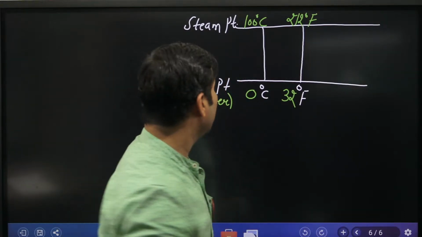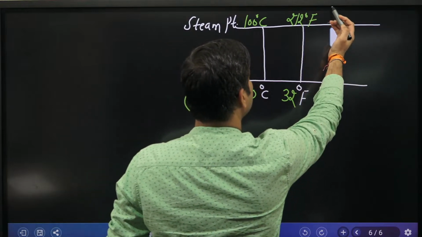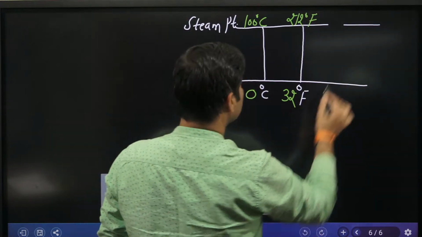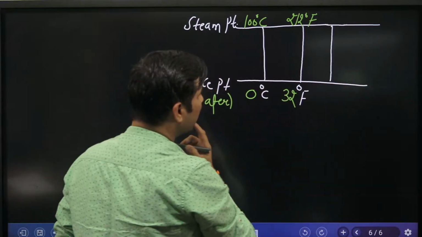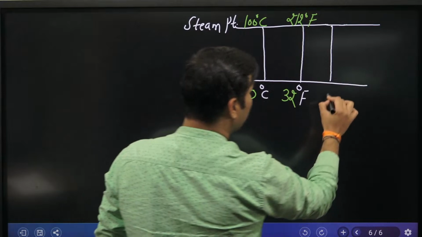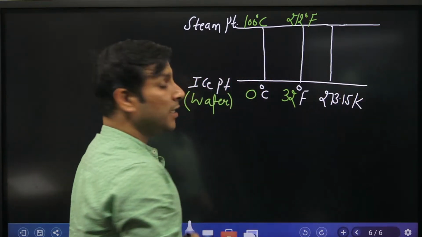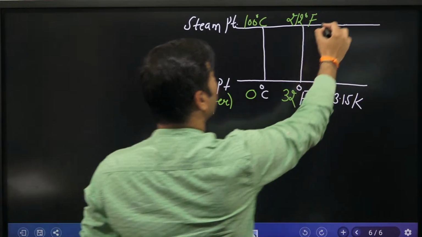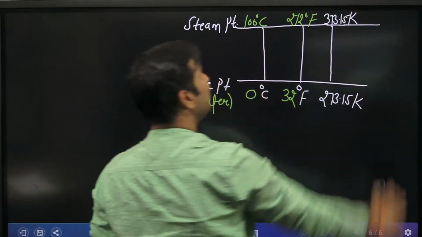Okay. Similarly, if you want to write in Kelvin scale, let me show here the Kelvin scale. In Kelvin scale, what will the ice point be? That will be 273.15 Kelvin, and here what you will get, guys? 373.15 Kelvin. The steam point is this.